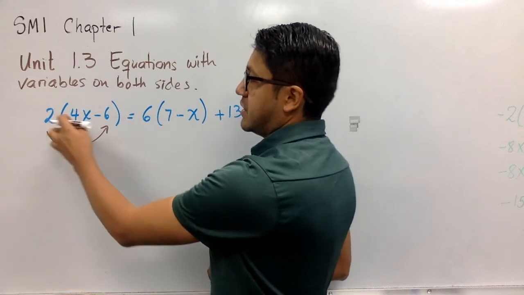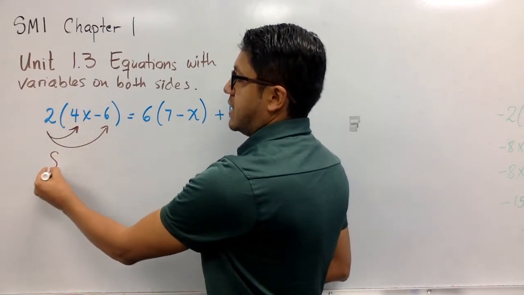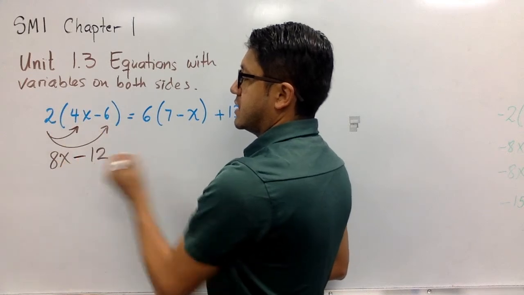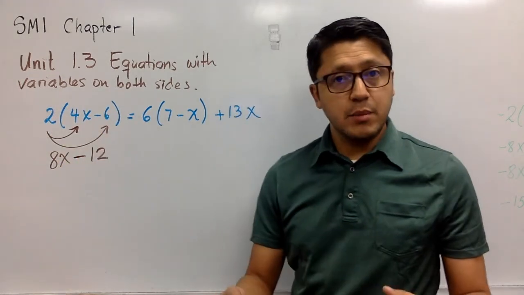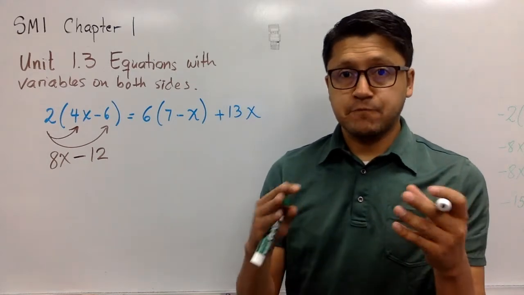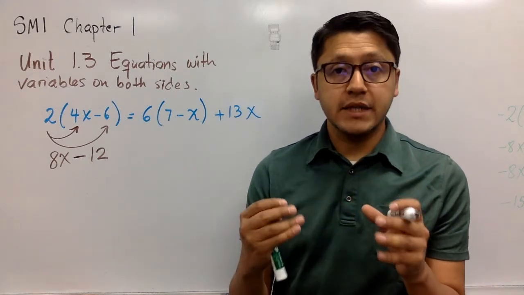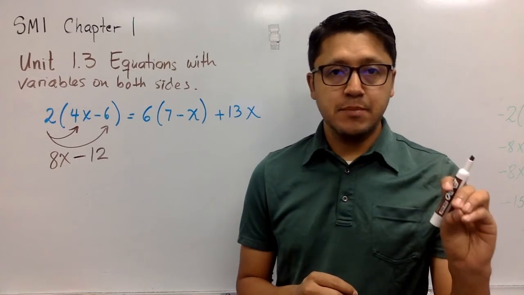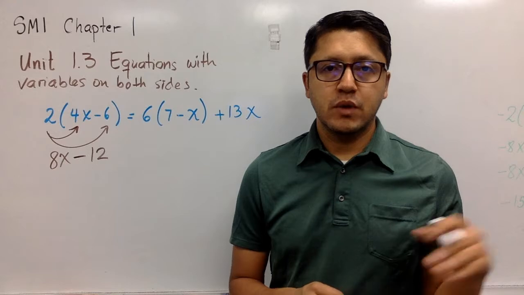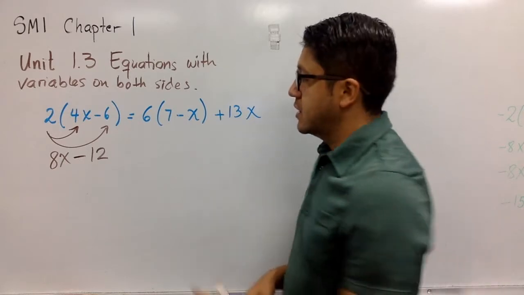Multiplying this times this is going to be an 8x, and this multiplication is negative 12. Don't forget about the signs and the law of signs: when you have the same signs in multiplication or division, you get positive. When they're different, you get negative.